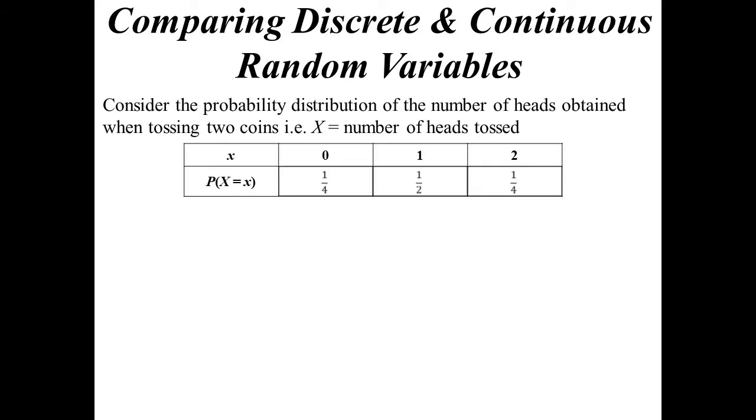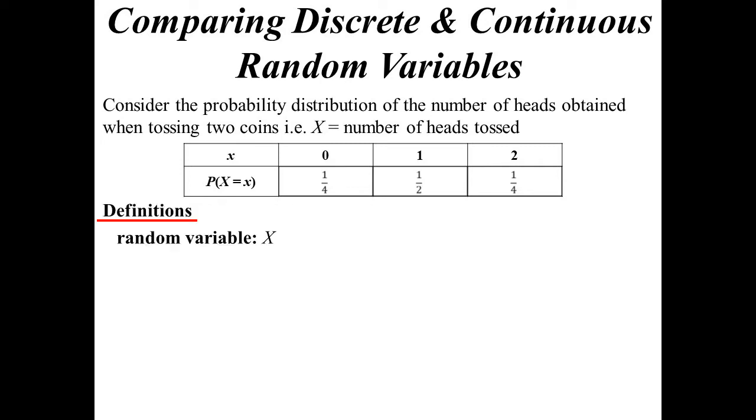Right, so we're interested in continuous distributions. So far we've really been just looking at discrete ones. So let's compare the difference between the two. We'll have a look at this one, simply the probability of tossing two heads, basically. So the number of heads tossed: the only outcomes we could have are 0, 1 and 2, and the associated probabilities.